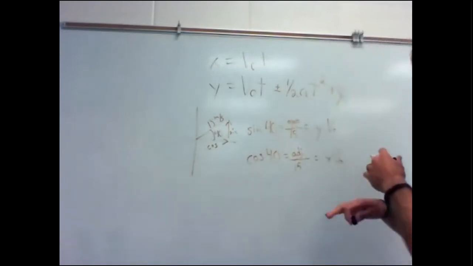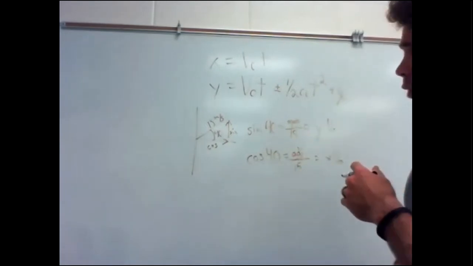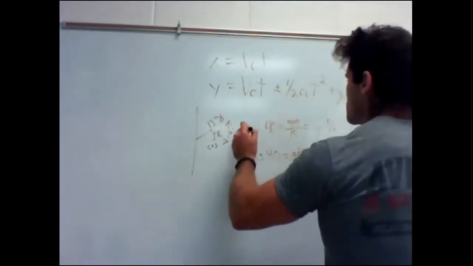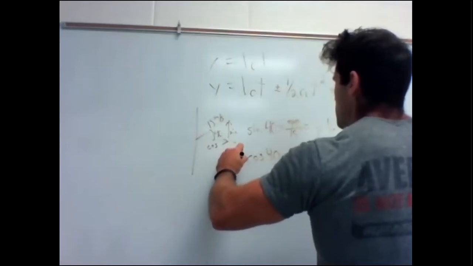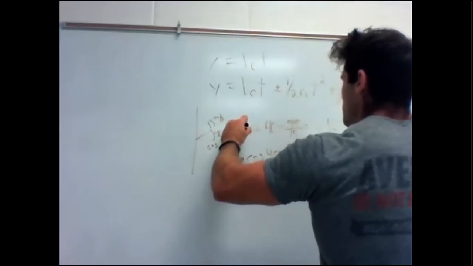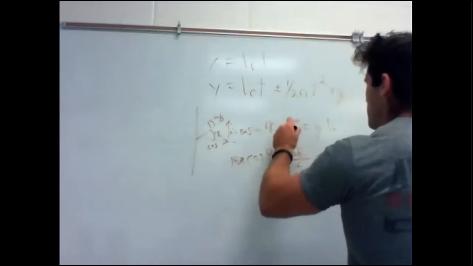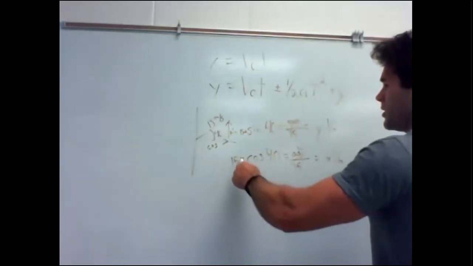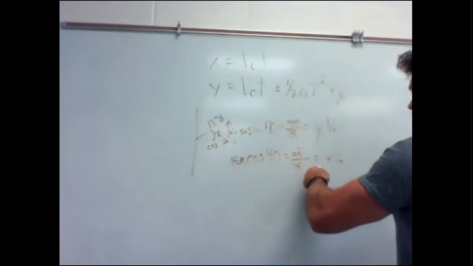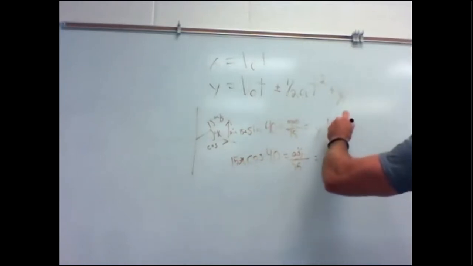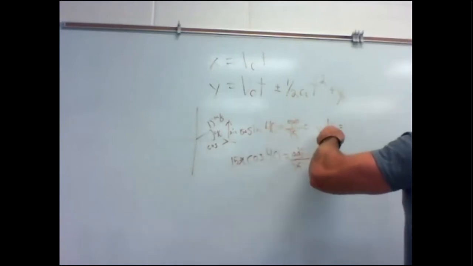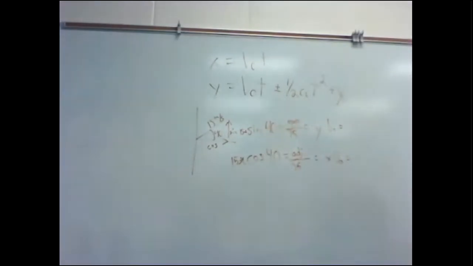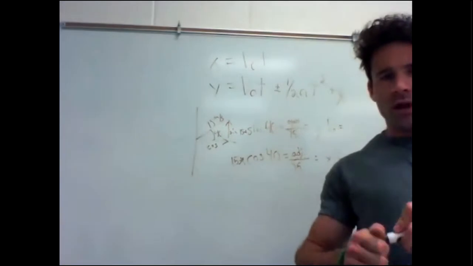So through doing our algebra, what we're going to do is multiply each of these by 15. Since we're multiplying that by 15, we end up with 15 times the cosine of 40 equals our initial horizontal velocity, and 15 times the sine of 40 equals our initial vertical velocity. So what do you guys come up with there?